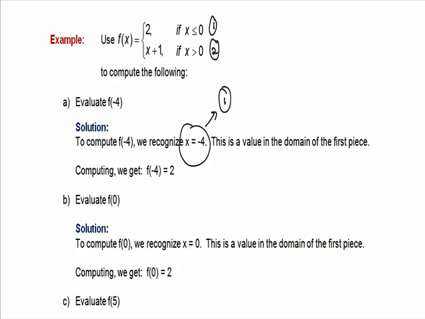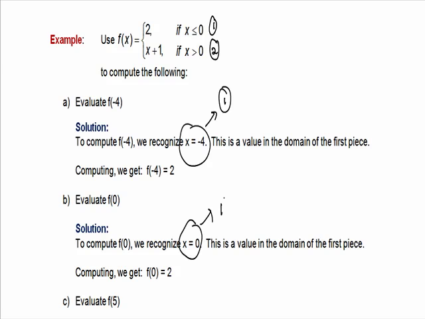Let's take a look at part B. Evaluate f at 0. This is the trickiest of the three because 0 is the breaking point between the two pieces. But remember, in our two pieces, it's the first one that actually allows us to use x equal to 0. So again, f at 0 means we're using x equals 0.